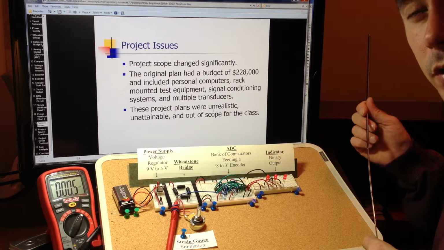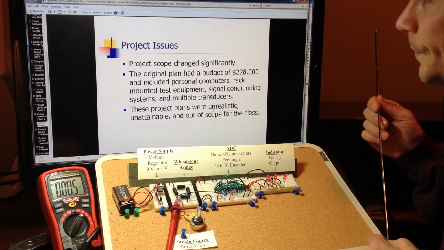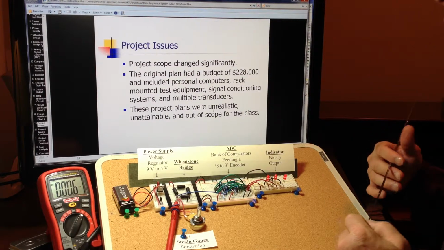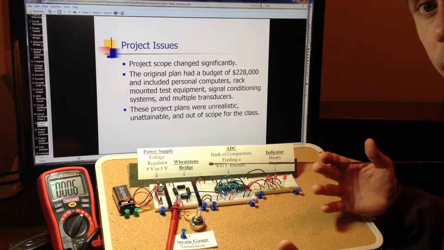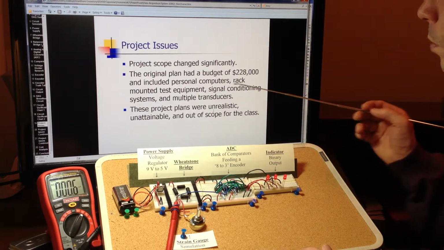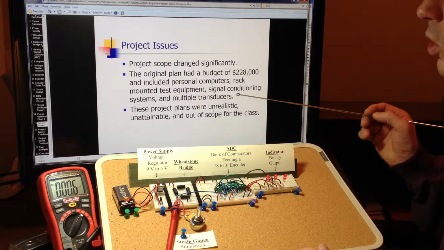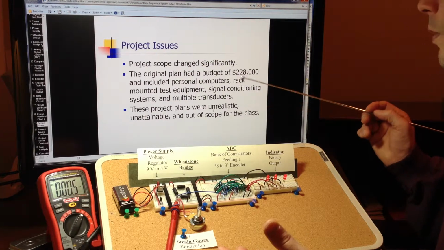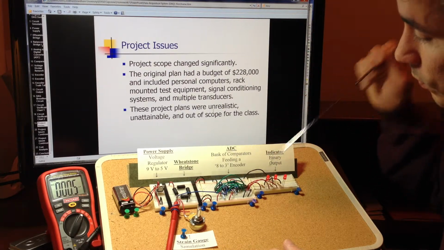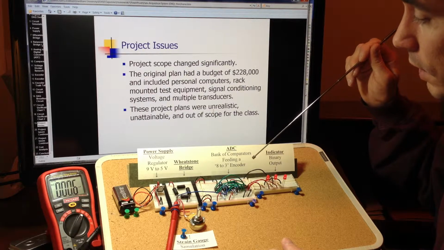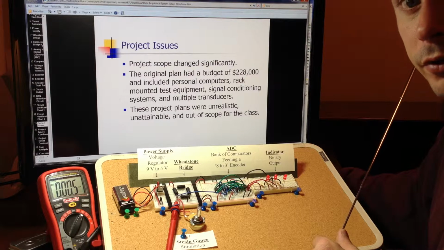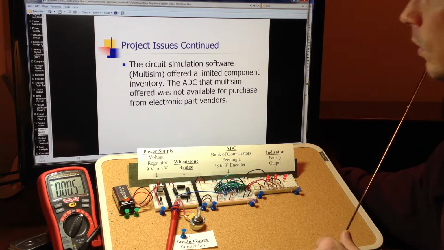Everything went pretty well with the project, but I did have a few issues. I started out with a scope that included a data acquisition system that you might see at an Army Operational Test Center. So this included personal computers, rack-mounted test equipment, signal conditioning systems, multiple transducers, with a budget of like $228,000. So I simplified that into a circuit, as you can see here, which was more realistic for the scope of the class.